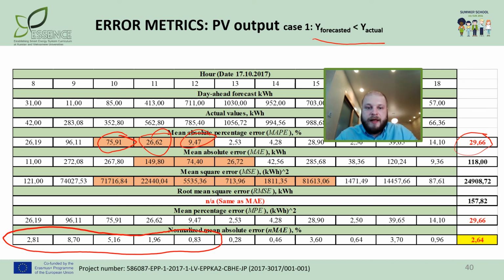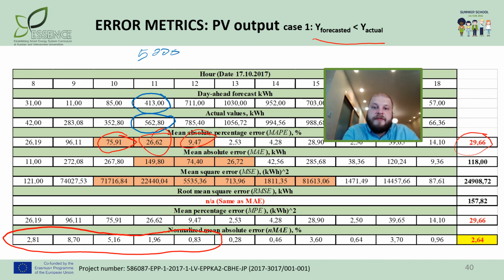So let me try to explain. Let it be 11 o'clock. So we have forecasted 413 kilowatt hours, and the actual value is 562 kilowatt hours. For this very specific hour, I mean 11 o'clock, we have maximum theoretical power generation output of the photovoltaic power plant equal to, let it be, 5,000.